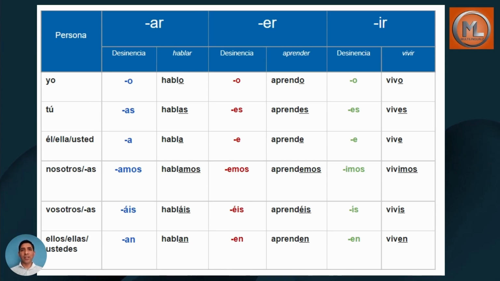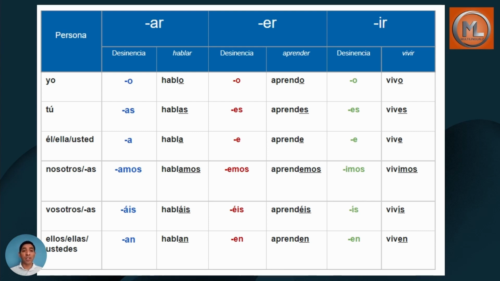So this is the chart that you always have to remember. It talks about the three conjugations and the endings for each pronoun. So for example, let's take the first one, AR. Verbs ending in AR are always going to have the same conjugation at the end. So for example, with yo is O. So if we take the verb hablar, to speak, you say hablo, ends with O.